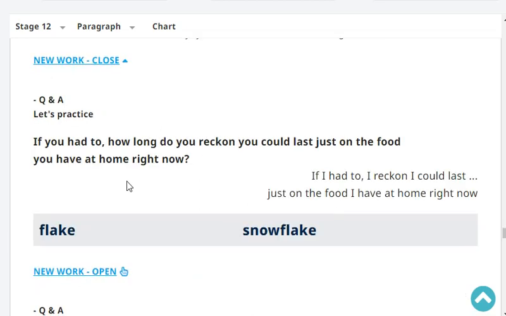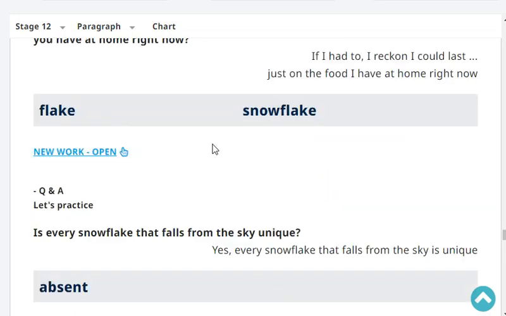Let's practice. If you had to, how long do you reckon you could last just on the food you have at home right now? If I had to, I reckon I could last about 5 days just on the food I have at home right now. Very good.